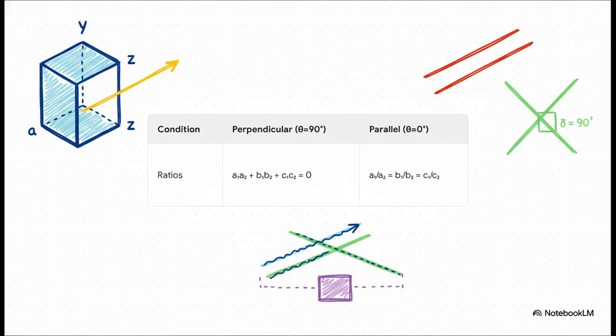Now, from that big formula, we get two amazing shortcuts. These are your secret weapons for MCQs. Check out this table. If the lines are perpendicular, the entire top part of the formula becomes 0. And if they're parallel, even easier. Their direction ratios will be in proportion. These two conditions will get you some very quick marks, for sure.